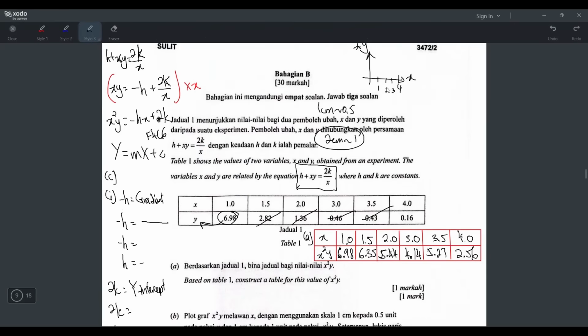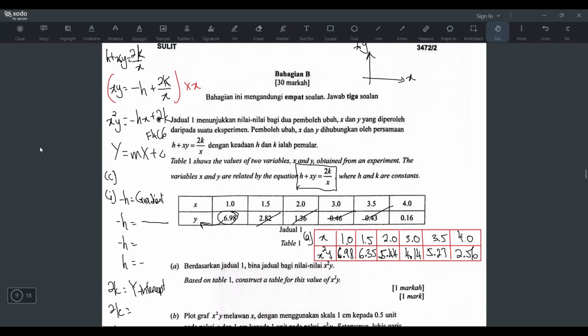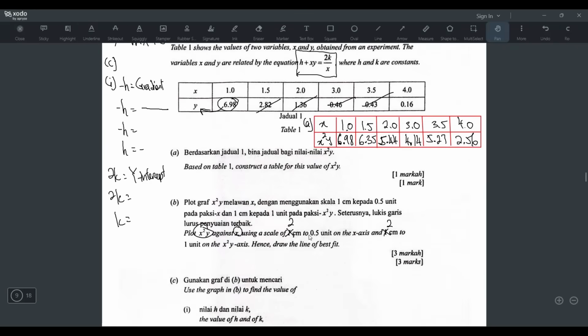So it's like you're using 4 kotak, but your graph paper has like 10 kotak. You're only using 4 kotak. So I think they made a mistake here. So you change the question. You change it to 2 cm to 0.5, not 1 cm to 0.5. Also, if you look at the schema, they did 2 cm to 0.5 also. So I think this one memang the soalan silap lah. Memang ada masalah dekat soalan ni. So this one is 2 cm to 0.5, this one is 2 cm to 1.